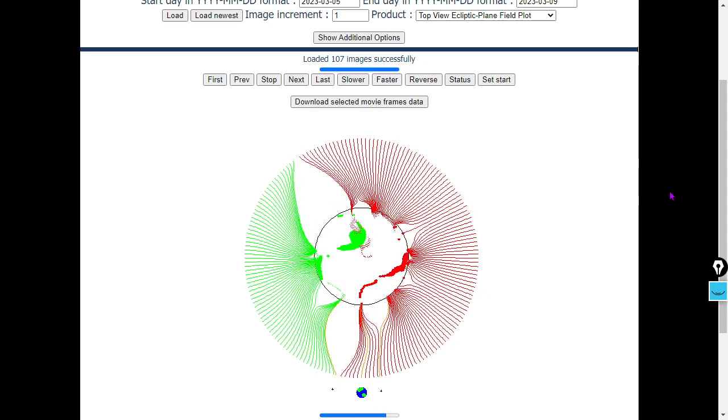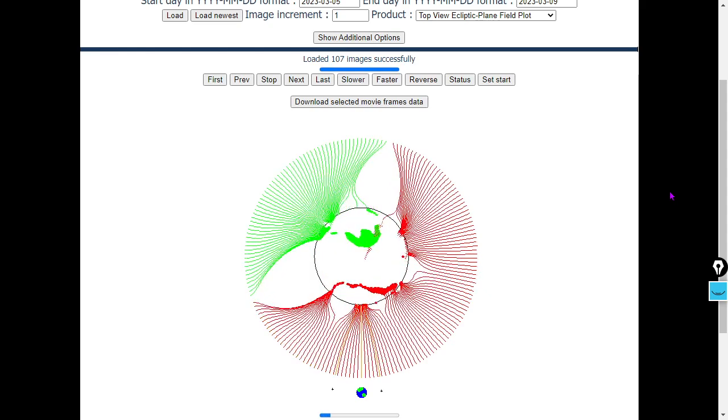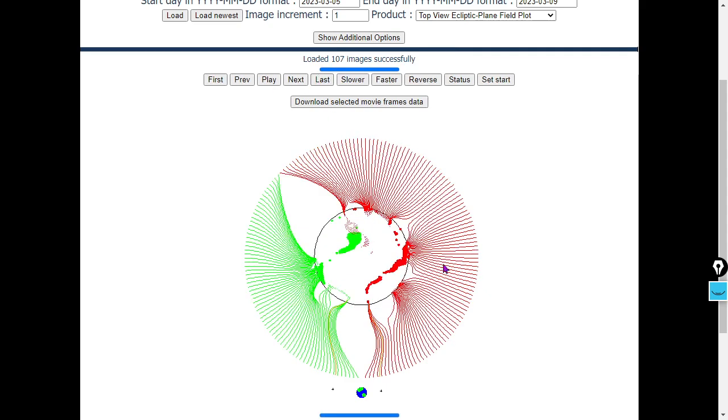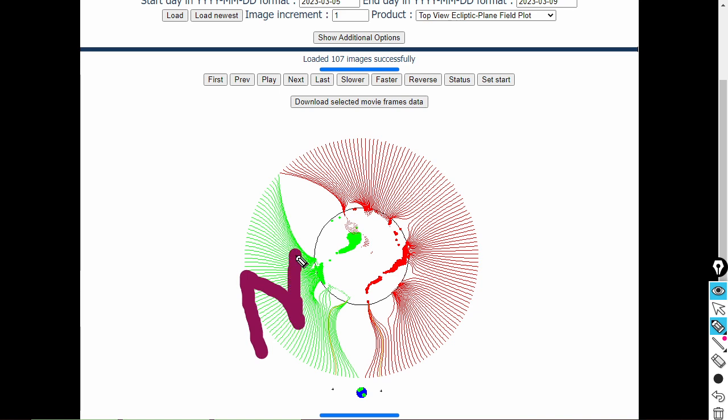So anyway, that's the top view ecliptic plane field plot. You can see there is a North Pole current sheet that Earth has just snapped into. Depicted here in green, there's the North Pole current sheet. Here is the South Pole current sheet moving to the opposite side of the closest star.